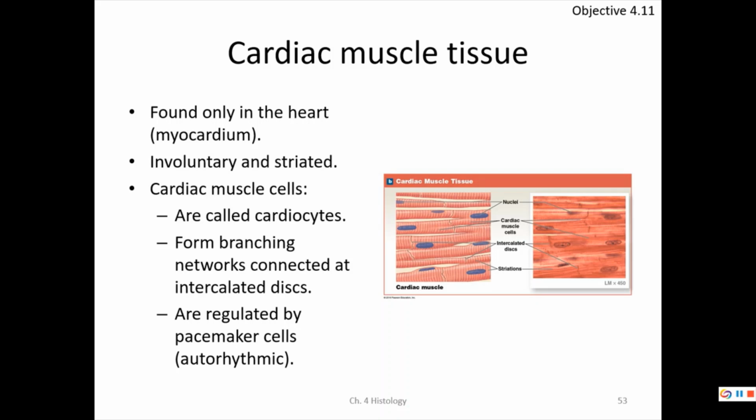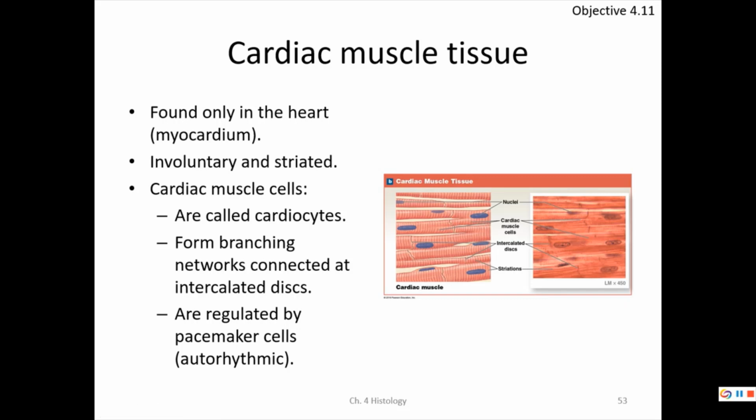You can put yourself in a mental state to increase or decrease it a little bit. You can get yourself all worked up, or calm yourself down. But these cells are involuntary, and they're striated cells. They are called cardiocytes. They are branched, and they generally have one nucleus. So you'll see the one nucleus, and they're attached by these things called intercalated discs.